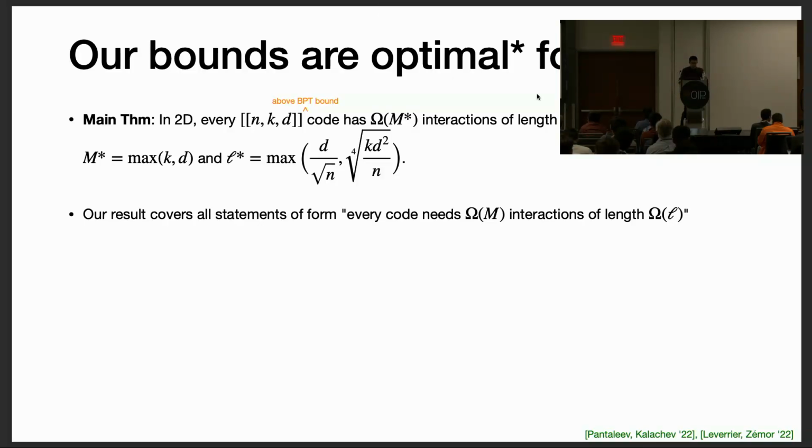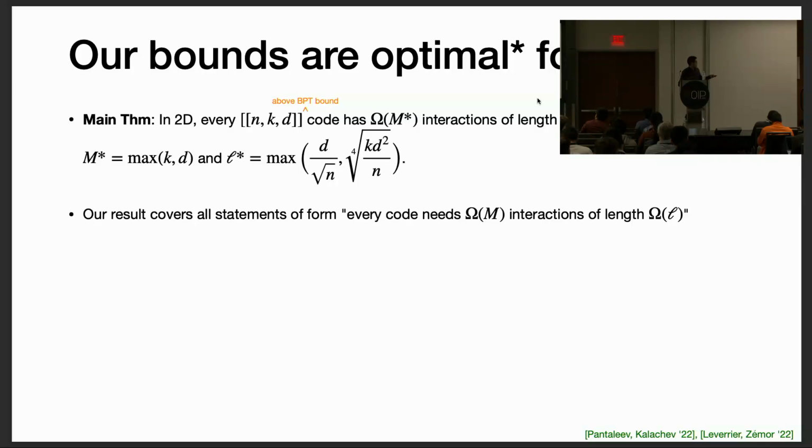And lastly, I will mention that our bounds are optimal for all n, k, and d above the BPT bound. Okay. And so what do I mean by optimality? Our result covers all statements of the form, every code needs m interactions of length L. So that's the form of our statement, and what this is saying is that any statement like this that you could possibly prove is covered by our results.